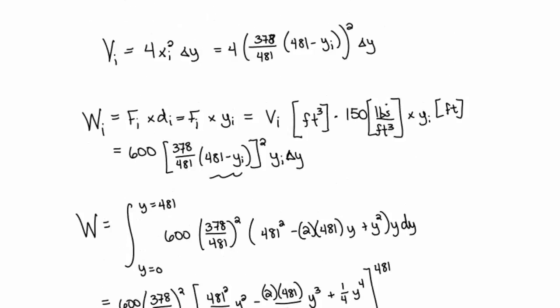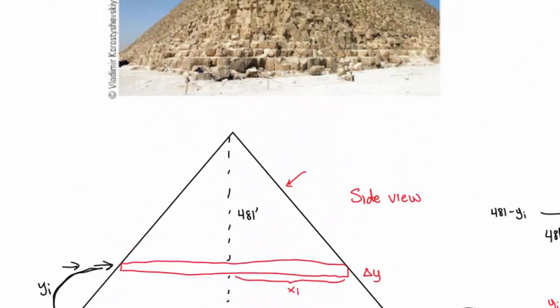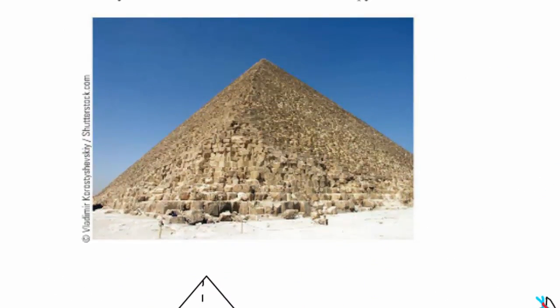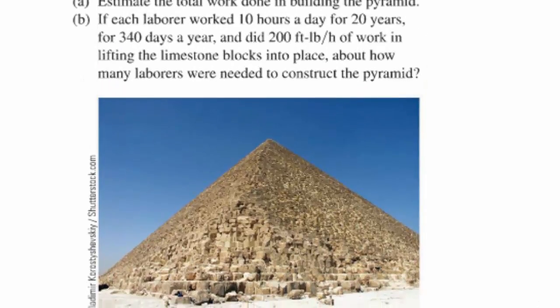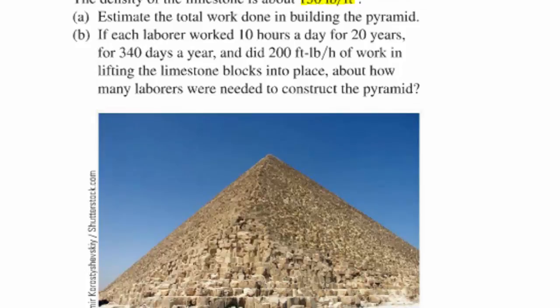But then again, it should make sense that it requires a lot of energy because it's a very huge structure. And now the end question here was, if each laborer worked 10 hours a day for 20 years for 340 days per year and did 200 foot-pounds per hour of work in lifting the limestone blocks into place, how many laborers were needed to construct the pyramid? This is what we call back-of-the-napkin math, where you make some broad generalizations just to see how long it took to do something, or how many people did this.